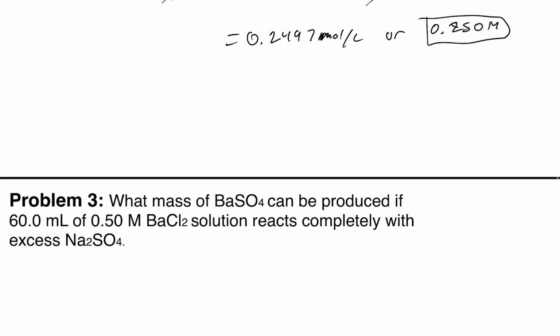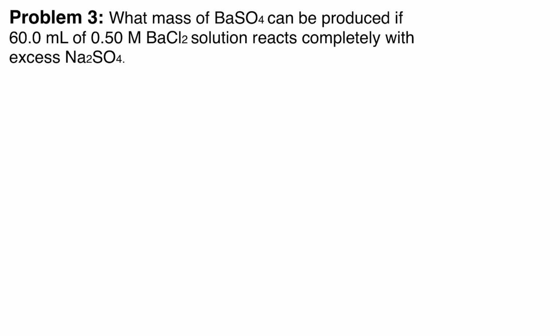Let's try one last problem together. What mass of BaSO4 can be produced if 65 milliliters of 0.5 mole per liter BaCl2 solution reacts completely with excess Na2SO4? So once again, just like the other two, we need to write our balanced chemical equation.